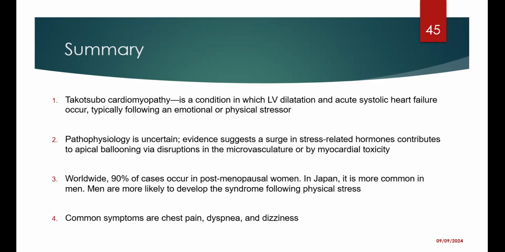So in conclusion, and by way of summary, Takotsubo cardiomyopathy is a condition in which LV dilatation and acute systolic heart failure occurs, typically following emotional or physical stresses, and the pathophysiology is uncertain. However, evidence suggests a surge of stress-related hormones that contributes to apical ballooning via disruption in the microvasculature or by myocardial toxicity.